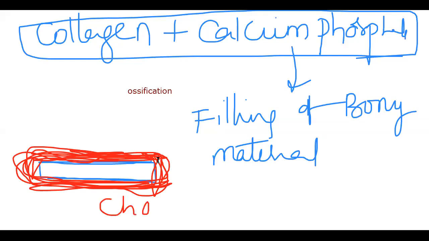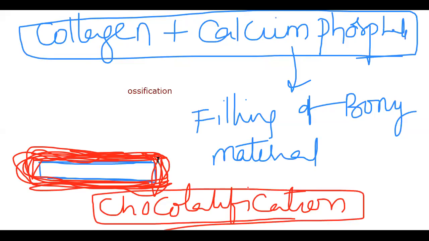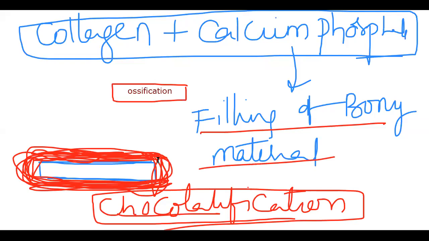There may be no name, but I am giving the name: chocolatification. Don't search the dictionary for these kinds of words, which I created here. The filling of chocolate around the cake is called chocolatification. So you better understand what ossification is now. In chocolatification, the content is chocolate; in ossification, the content is bony material, that is, collagen fibers and calcium phosphate. Ossification is filling with bony material.